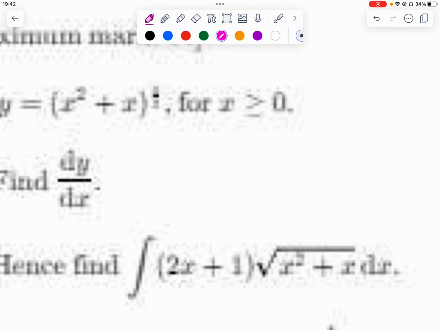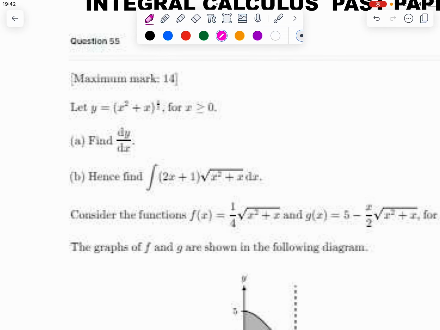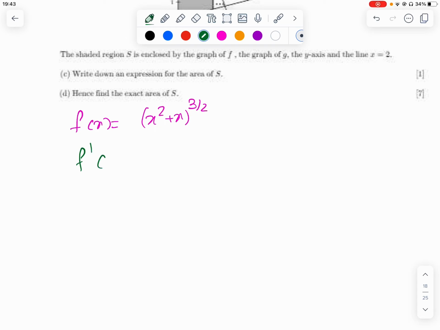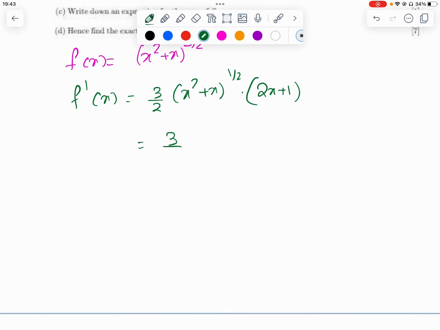Find dy by dx for (x square plus x) whole to the power of 3 upon 2. So f of x is given as (x square plus x) whole power 3 upon 2. So what is f prime x? 3 upon 2 times (x square plus x) whole to the power of 1 upon 2 times (2x plus 1). So what does that become? 3 upon 2 times (2x plus 1) square root of (x square plus x).